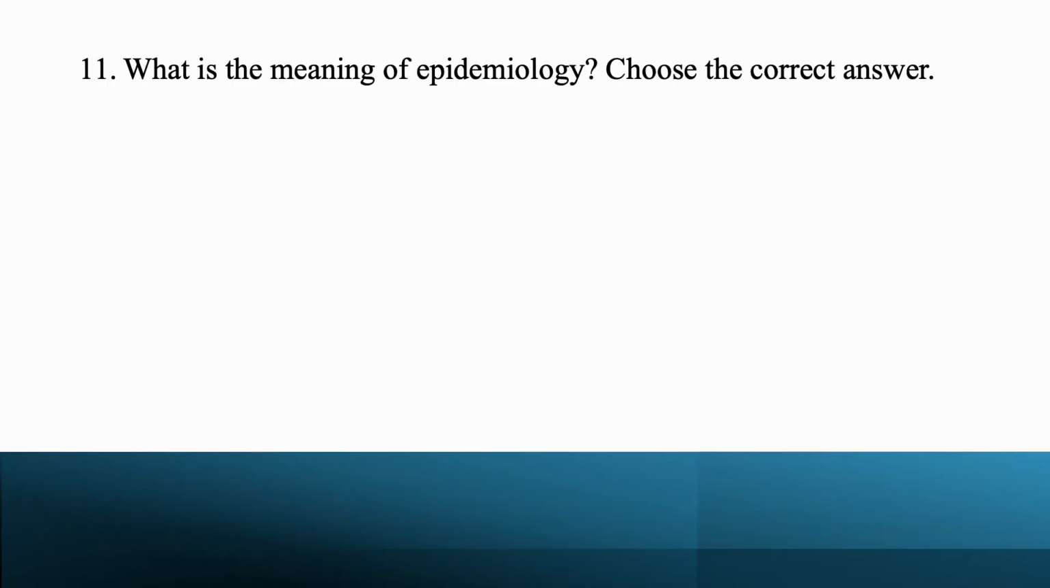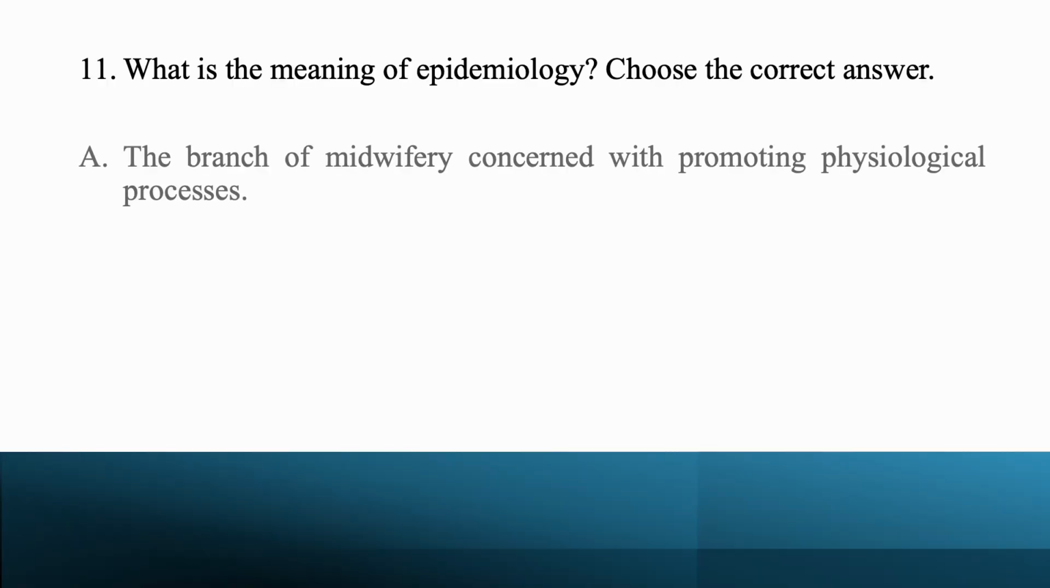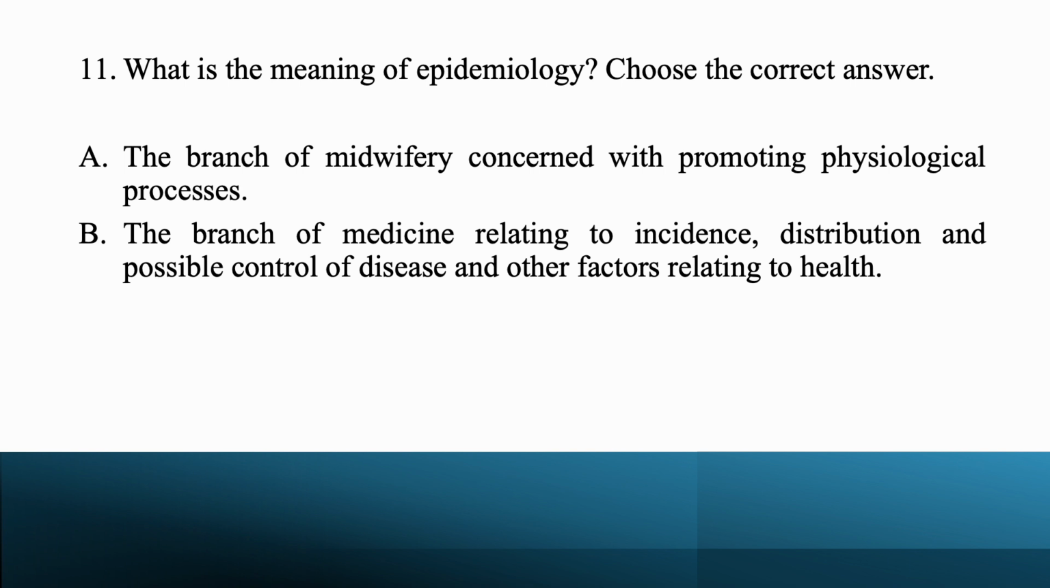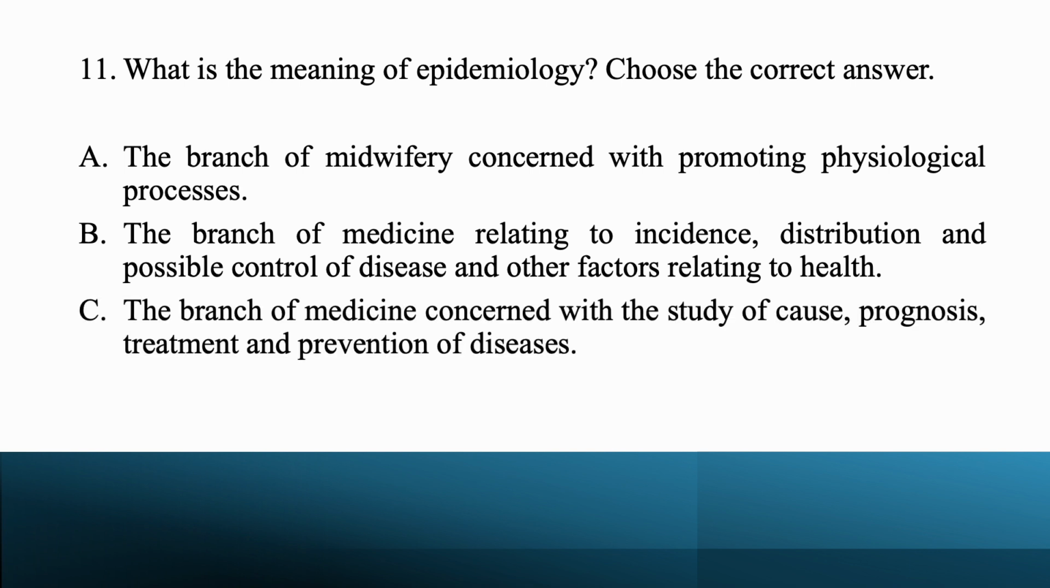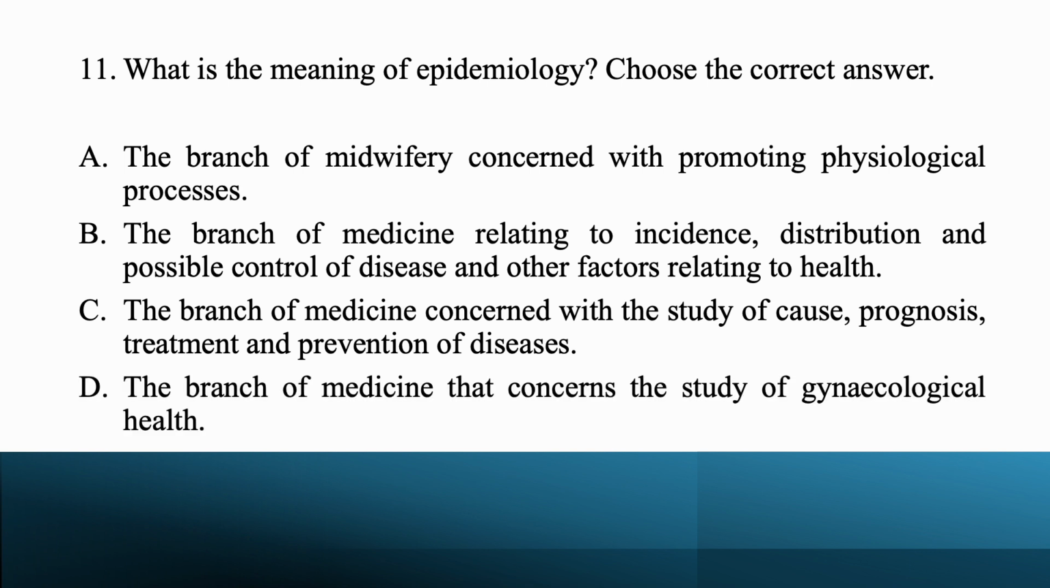Question number 11. What is the meaning of epidemiology? Option A. The branch of midwifery concerned with promoting physiological processes. Option B. The branch of medicine relating to incidence, distribution and possible control of disease and other factors relating to health. Option C is the branch of medicine concerned with the study of cause, prognosis, treatment and prevention of diseases. Option D, the branch of medicine that concerns the study of gynaecological health.